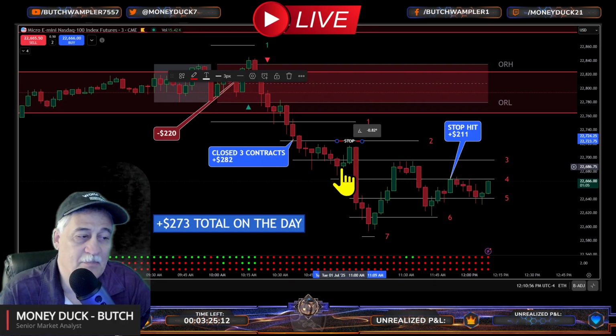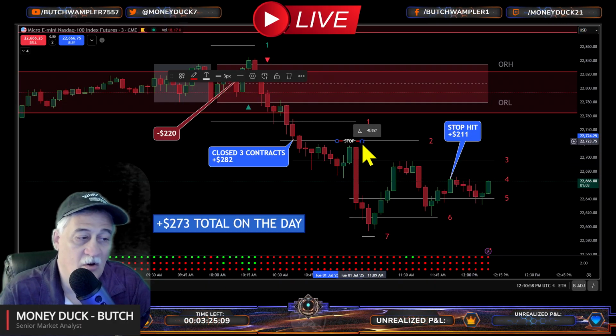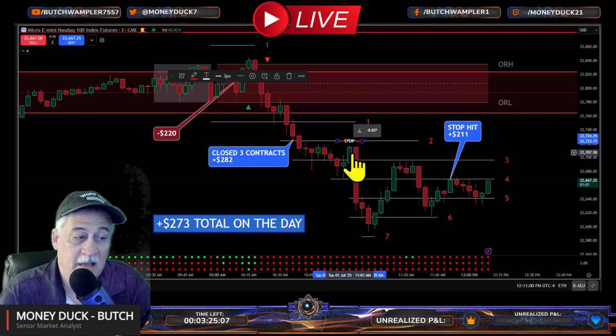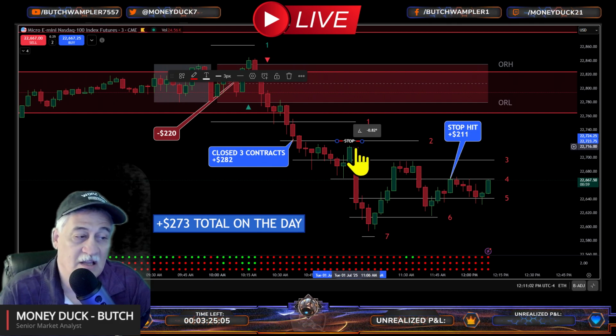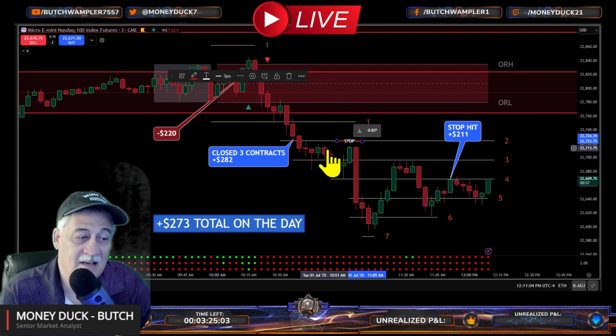Okay. So my stop was at level 2. Almost still taken out. Okay. It pulled back up to do what? Well, it pulled back up to test this high.